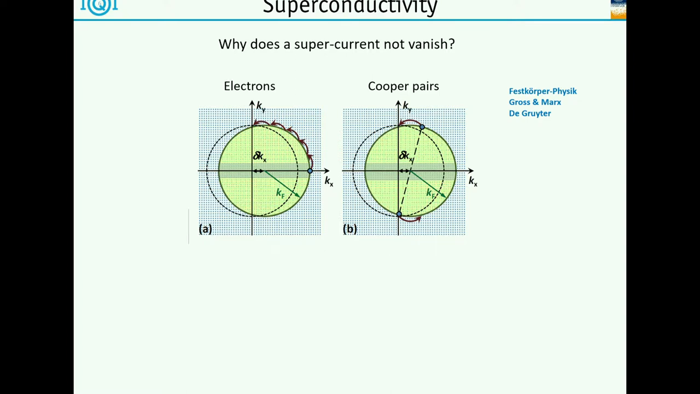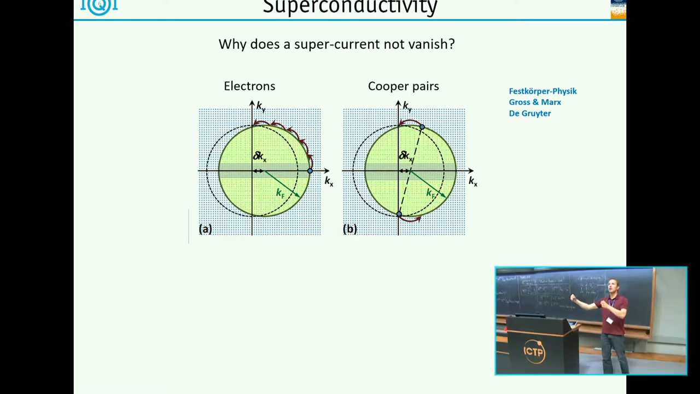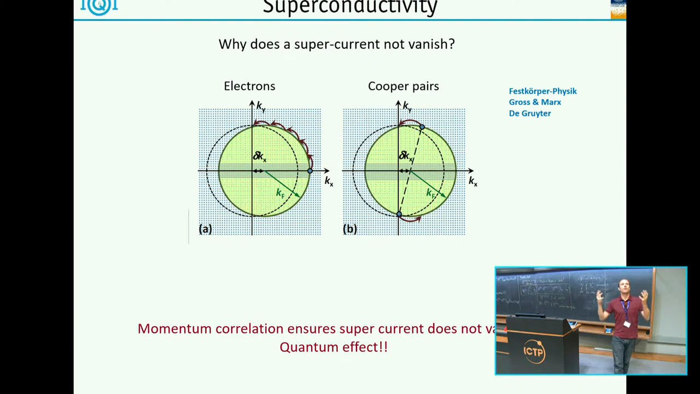But what happens for Cooper pairs is, because they are correlated, so they have this strong momentum anti-correlation, whenever one of those electrons scatters, and for example gets scattered to the left, the other one has to be scattered to the right. That means this whole displaced Fermi surface cannot relax back to the ground state. So really what makes this supercurrent live forever is this very strong momentum correlation. This is really a quantum effect that keeps superconductivity working.